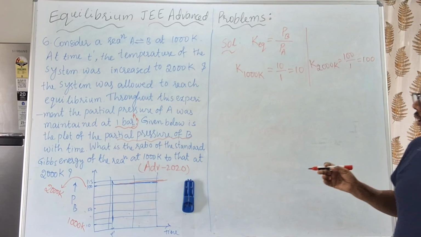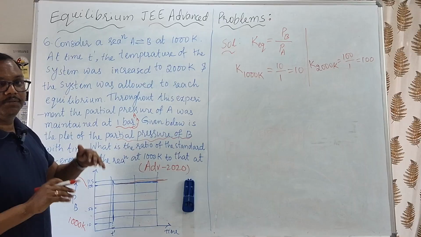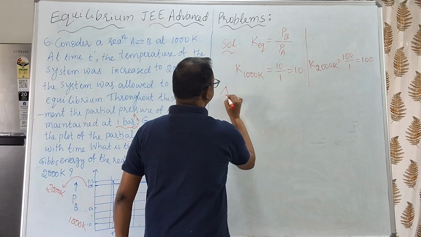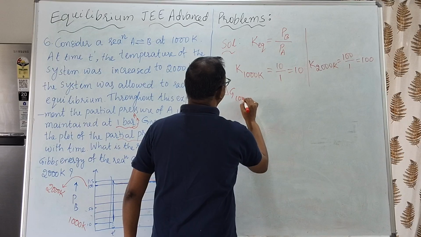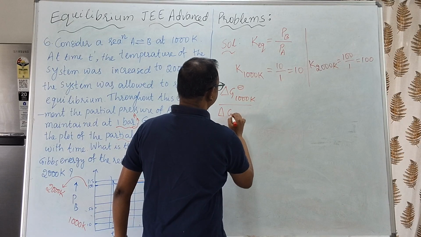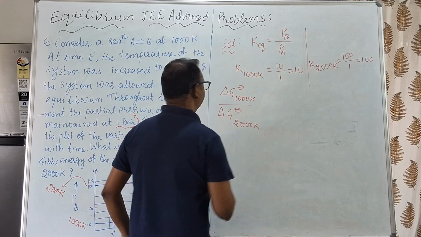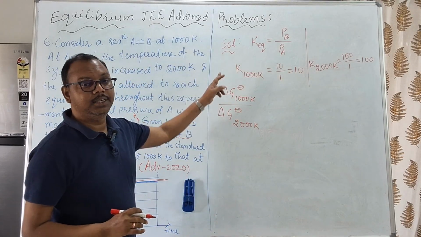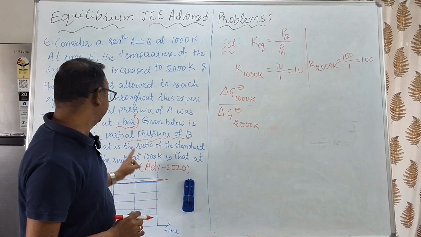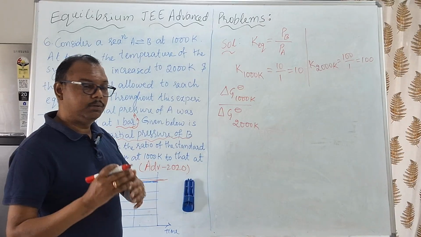The ratio of Gibbs energy of the reaction. In the previous question also we have seen something similar. Gibbs energy at 1000 Kelvin, I am writing here, delta G at 1000 Kelvin by delta G at 2000 Kelvin. They are asking for the ratio of the standard Gibbs energy of the reaction at 1000 Kelvin to that at 2000 Kelvin.